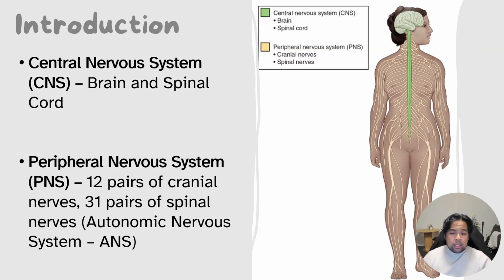All right, so we're going to just start off with a little bit of anatomy, just a little basic stuff. The central nervous system consists of the brain and the spinal cord. And then the peripheral nervous system is the PNS, which is 12 pairs of cranial nerves, 31 pairs of spinal nerves, and it also includes the autonomic nervous system. This is an image from your book right here.